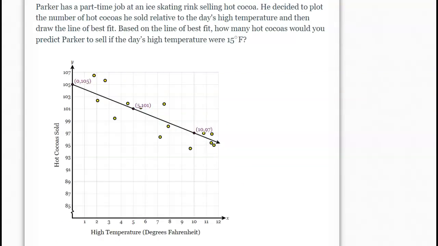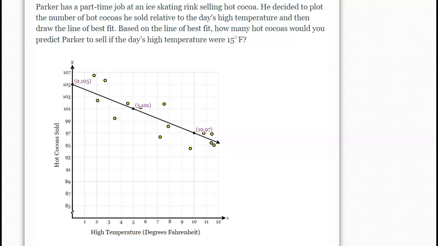Next, we're going to use a line of fit that is given to make predictions. Okay, so we have a scenario here. Parker has a part-time job at an ice skating rink selling hot cocoa. He decided to plot the number of hot cocoas he sold relative to the day's high temperature, and then draw the line of best fit. So he drew the line of best fit. Based on the line of best fit, how many hot cocoas would you predict Parker to sell if the day's high temperature were 15 degrees?